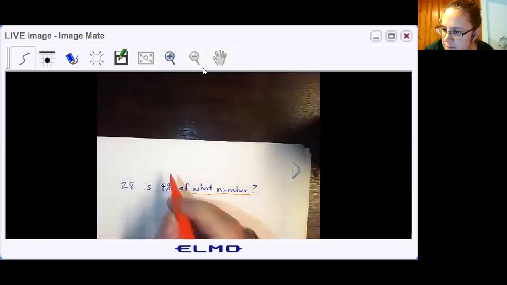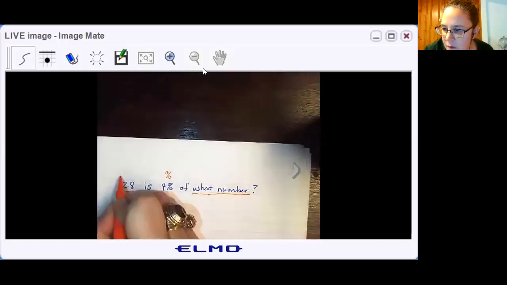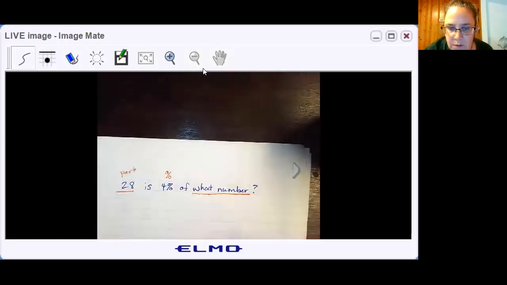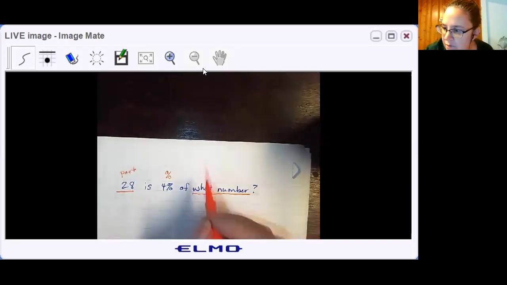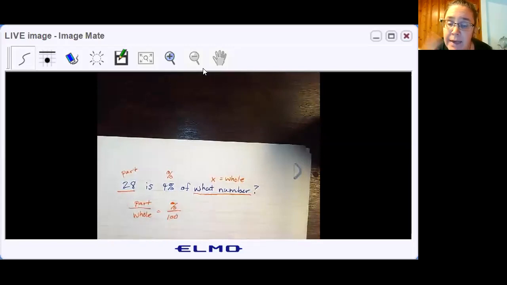Here's my percent. Now, is this my part or my whole? If it's a percent of something, it's a part of something. So 28 is my part, and my variable is my whole. So I'm going to remind myself, it's part over whole equals percent over 100. Okay, now I've had some students in the past that get stuck with part and whole. So they use is and of. Same thing.